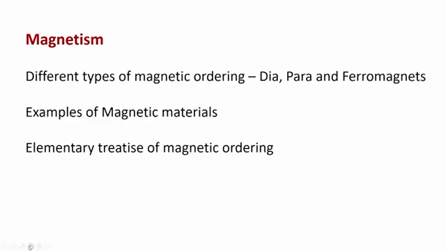So, we will start with magnetism and we talk about different types of magnetic ordering which you all are familiar with, and in particular we will talk about dia, para and ferromagnets. There are also antiferromagnets and ferrimagnets, and all those things we will not talk about here. So, we will give examples of magnetic materials, and the main part of this discussion will form out of these elementary treatises of magnetic ordering, which means that we will talk about dia, para and ferromagnets to the extent we can in this course.